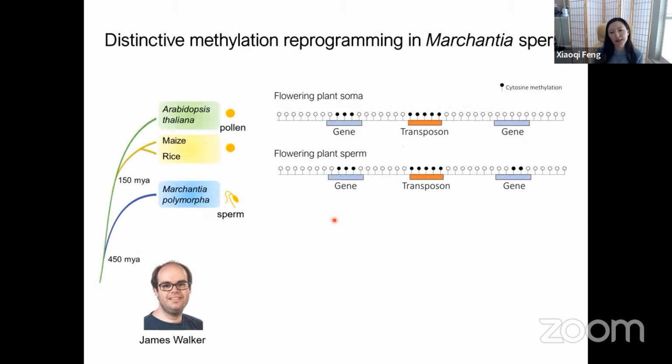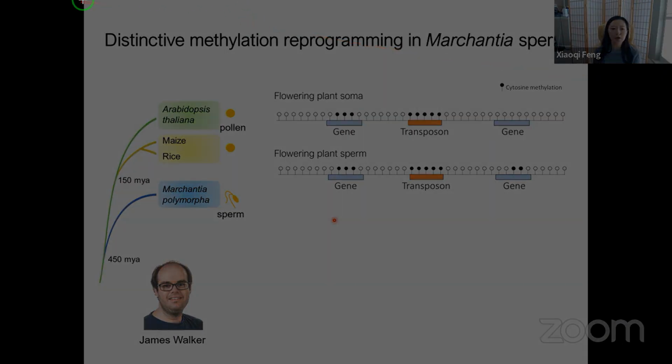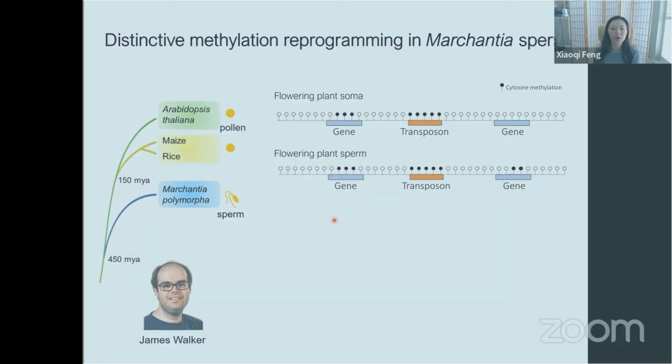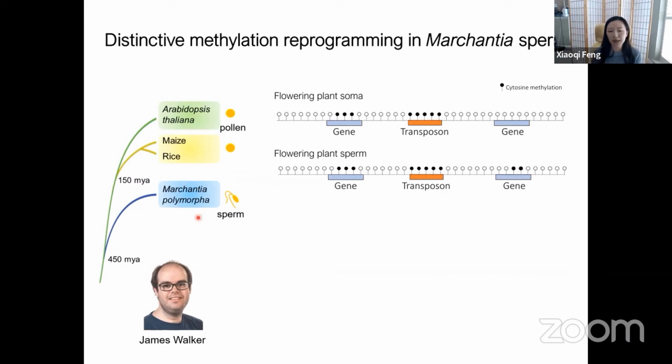And besides Arabidopsis, we have also extended our study to other species to understand the evolutionary conservation of methylation reprogramming. And we established another major model in the lab, Marchantia polymorpha. And this species has diverged from flowering plants about 450 million years ago, and importantly, has swimming sperm instead of pollen.